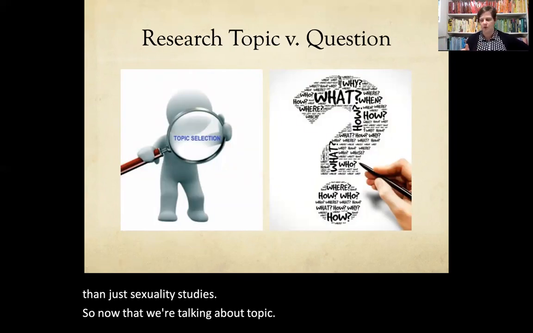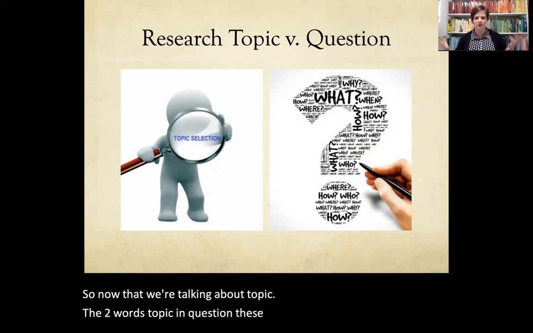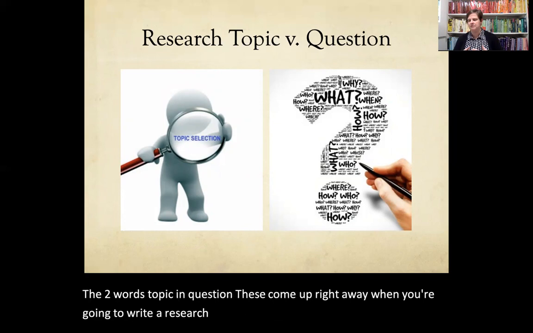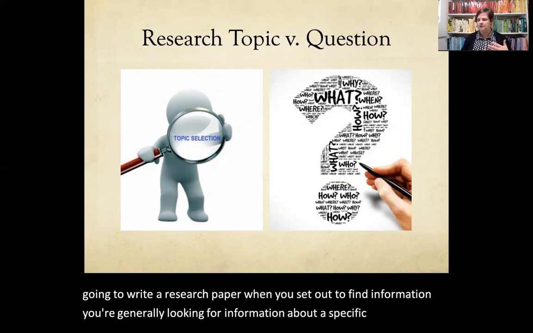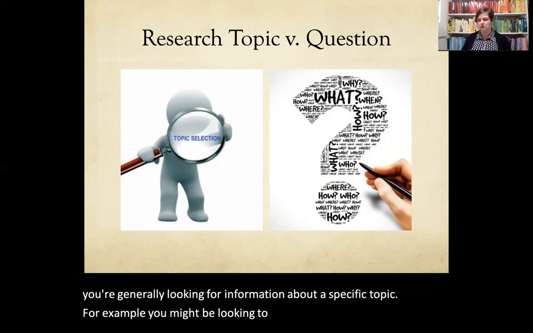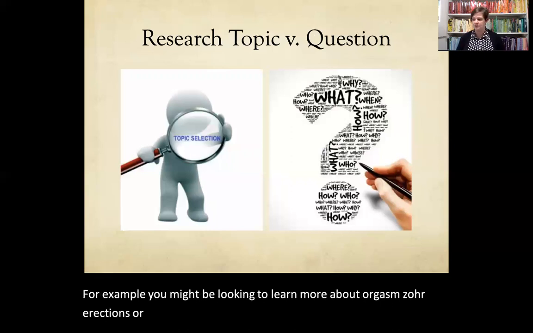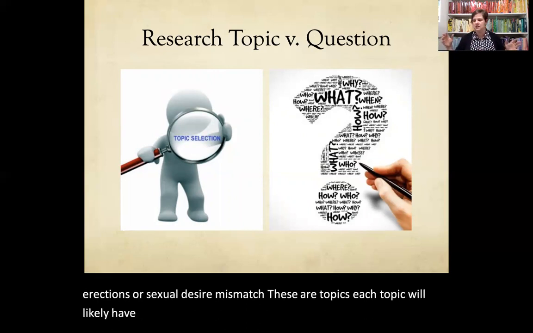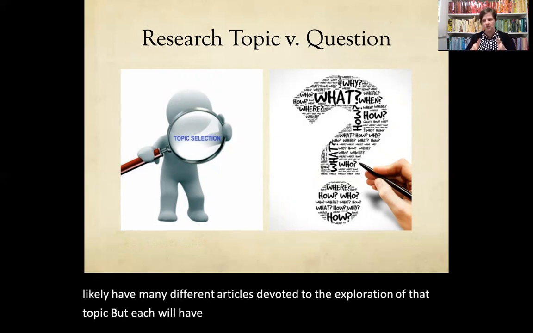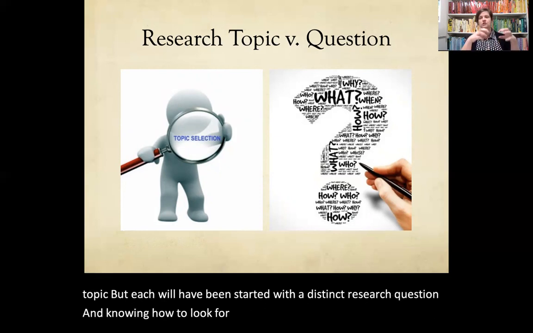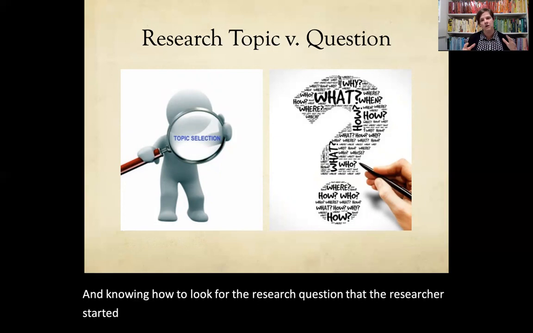the two words topic and question, these come up right away when you're going to write a research paper. When you set out to find information, you're generally looking for information about a specific topic. For example, you might be looking to learn more about orgasms or erections or sexual desire mismatch. These are topics. Each topic will likely have many different articles devoted to the exploration of that topic, but each will have been started with a distinct research question. And knowing how to look for the research question that the researcher started with helps you figure out whether that paper is right for you.